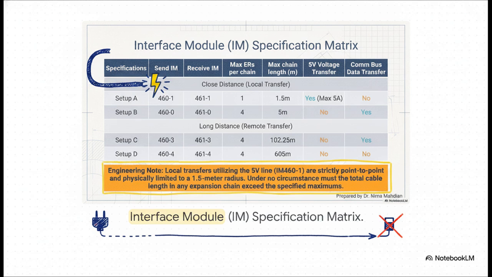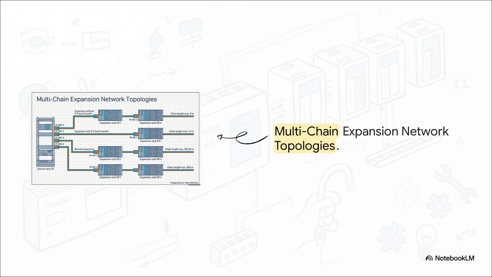Let's look at setup A. This uses the IM 460-1 and 461-1. This is strictly for close distance setups, limited to a 1.5 meter radius. Why so short? Because it's actually physically transmitting a 5-volt power supply directly to the expansion racks, up to a massive 5 amps. Now, in stark contrast, look at setup D. This setup uses the IM 464 and 461-4 for long-distance remote transfer. It does not transfer power and it does not transfer the communication bus, but the trade-off is that it can span an absolutely incredible distance of 605 meters. These module limits dictate the entire physical scale of your factory floor.